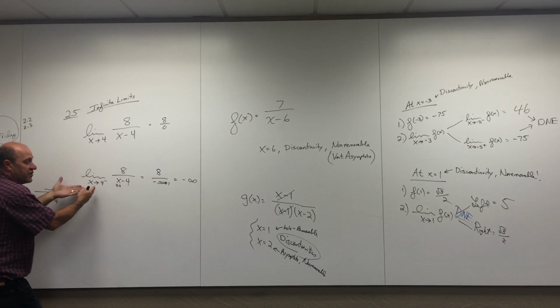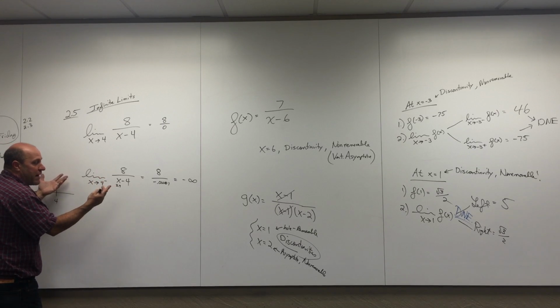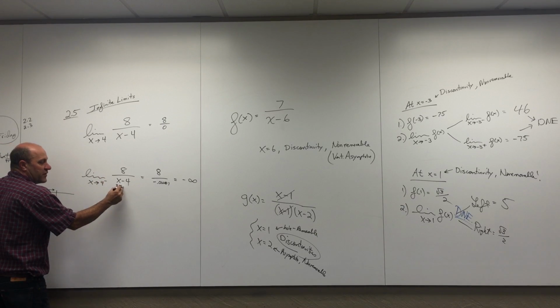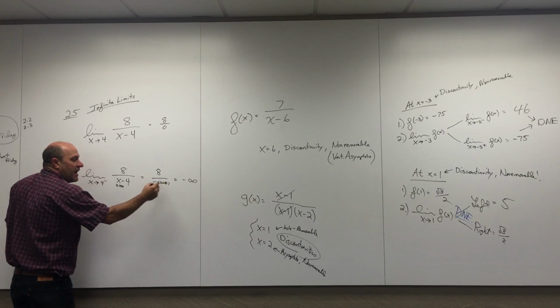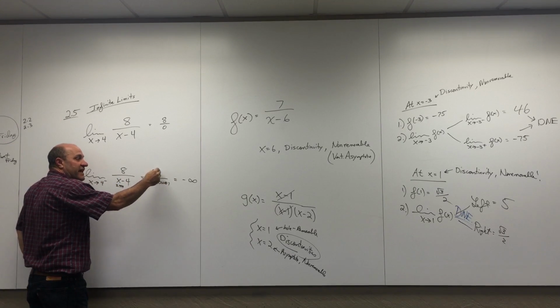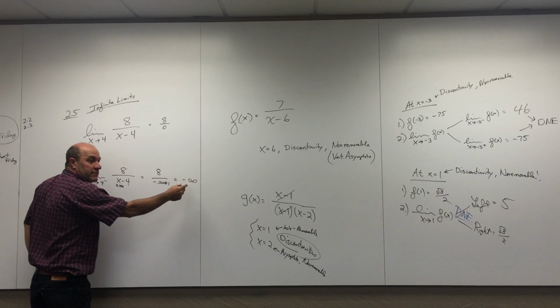So this was a good problem. And I guess I kind of did it numerically. If I think about throwing in a 3.999, subtracting 4, I get this teeny negative number. A teeny negative number divided into positive 8 is a huge negative number. You okay?